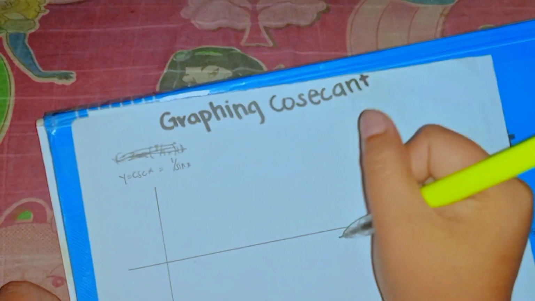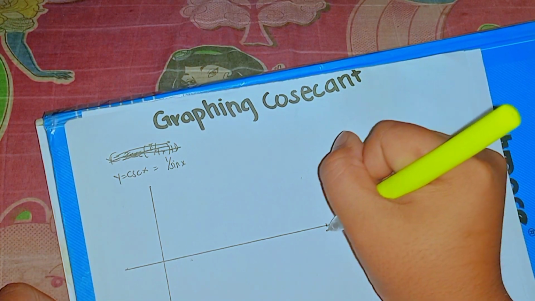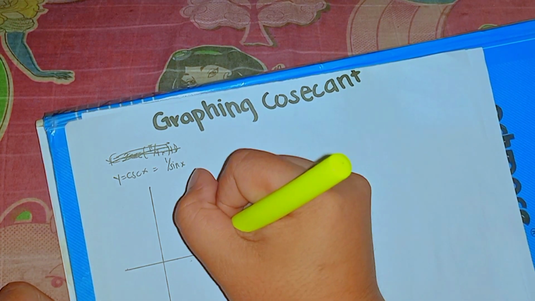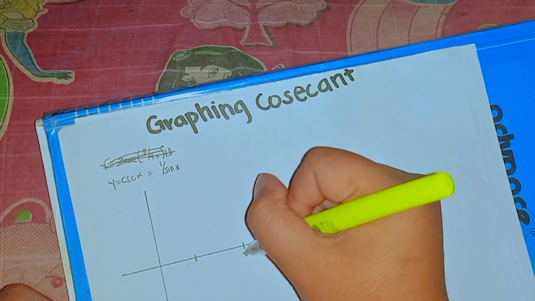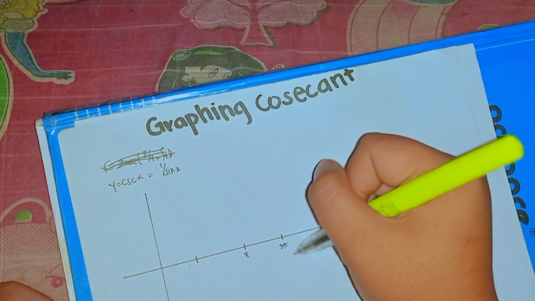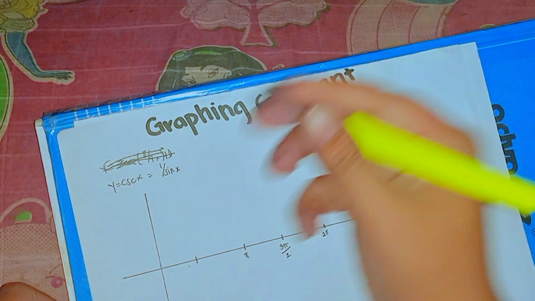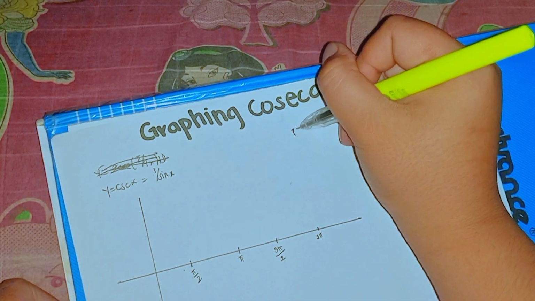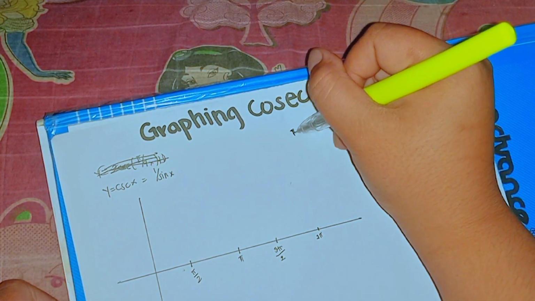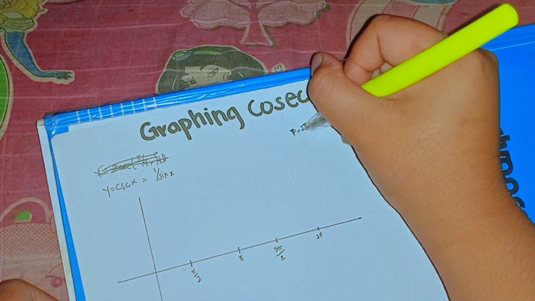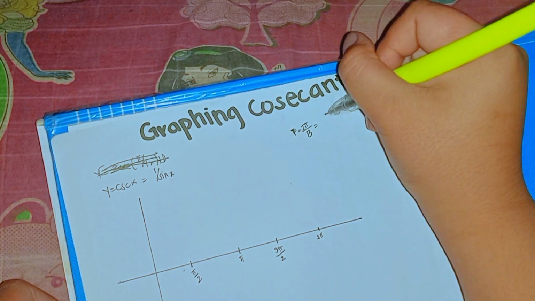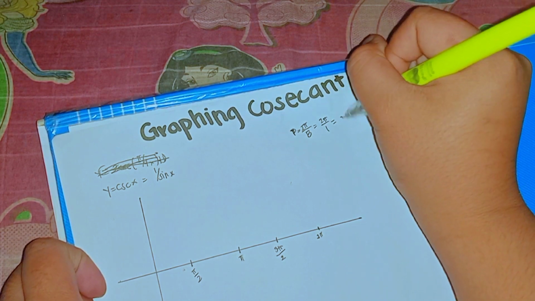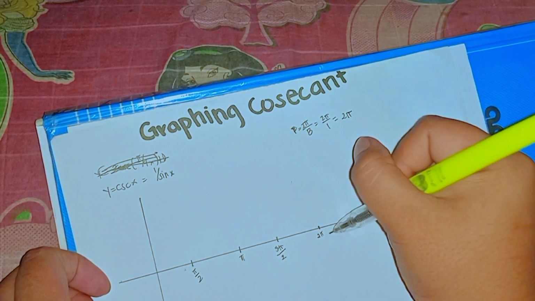Our period is still 2 pi. So divide this into 4 parts. This is pi, this is 3 pi over 2, and this is pi over 2. Period is equal to 2 pi over b, where b is the number in front of x. So 2 pi over 1 is equal to 2 pi. That's why we have this period.